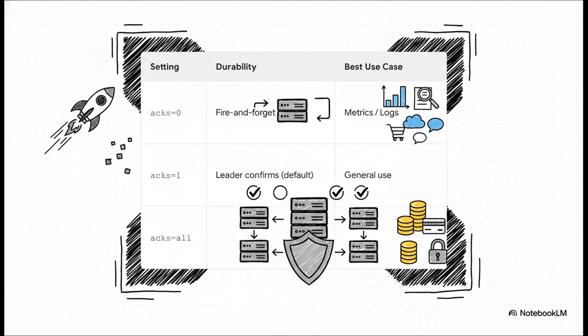The default is acks equals 1, where the main server says, yep, got it. But if you're dealing with financial transactions, you crank that dial all the way up to acks equals all. This means you wait for the main server and all of its backups to confirm they have the data. It's a bit slower, but it's as safe as you can possibly get.